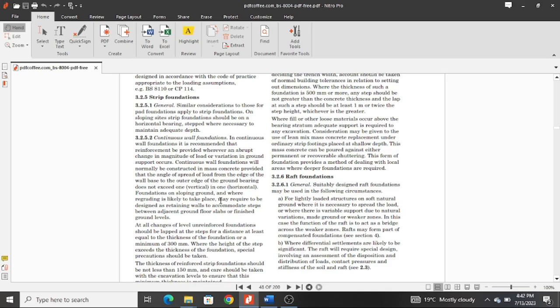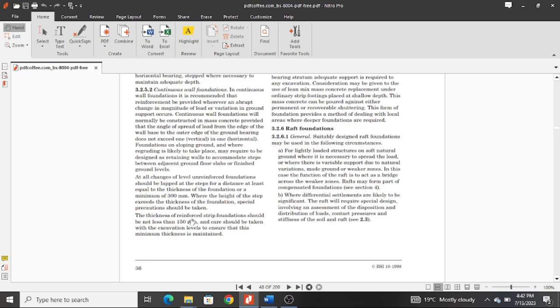Foundations on sloping ground and where regrading is likely to take place may require to be designed as retaining walls, so that they are able to accommodate the steps between the adjacent ground floor slabs or the finished ground levels. And you can appreciate this when you have the project on site.